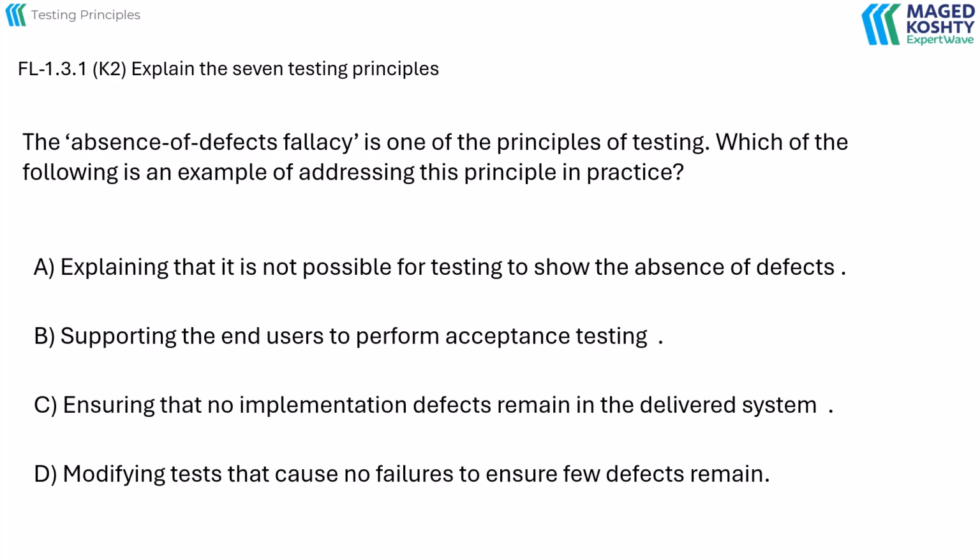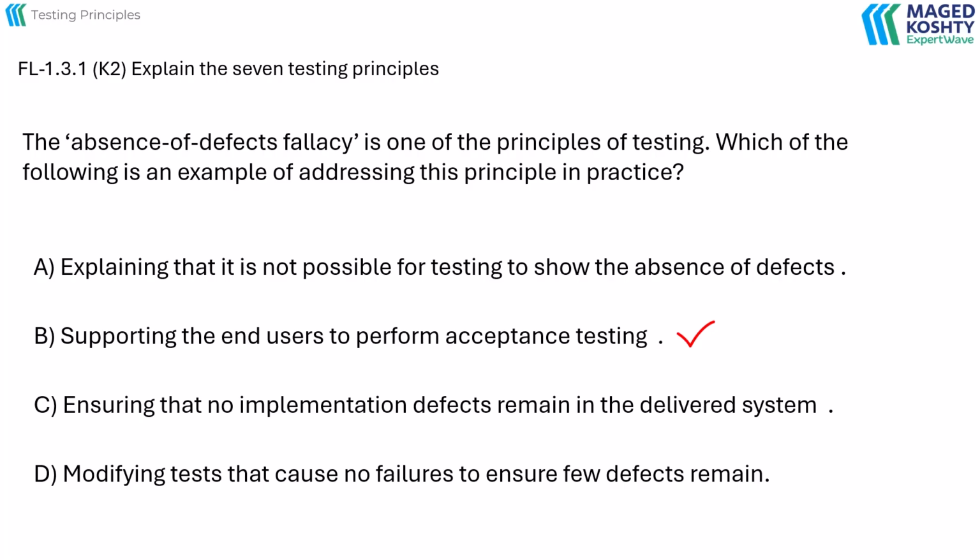So, we need to make sure that the product meets the user's expectations and needs. In other words, verification of the system only is not enough, as we still need to do validation. Validation is related to end users. The only option that supports the end users is option B, which supports the end users in performing acceptance testing. This will help us make sure that the end users try the product and make sure it fits its purpose.